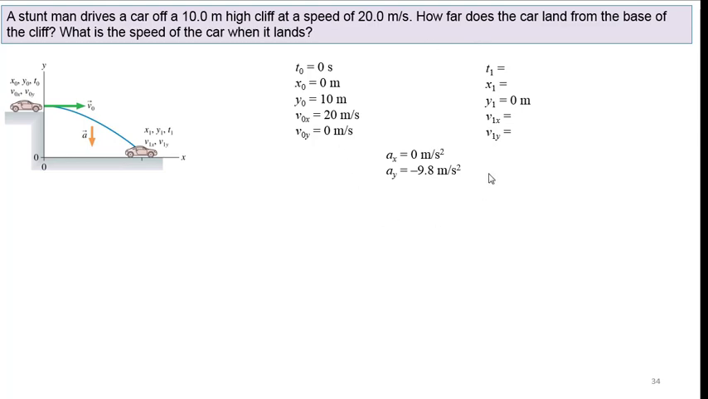I want to figure out delta x. Ultimately, I want to know what x1 is. That'll answer that first question.